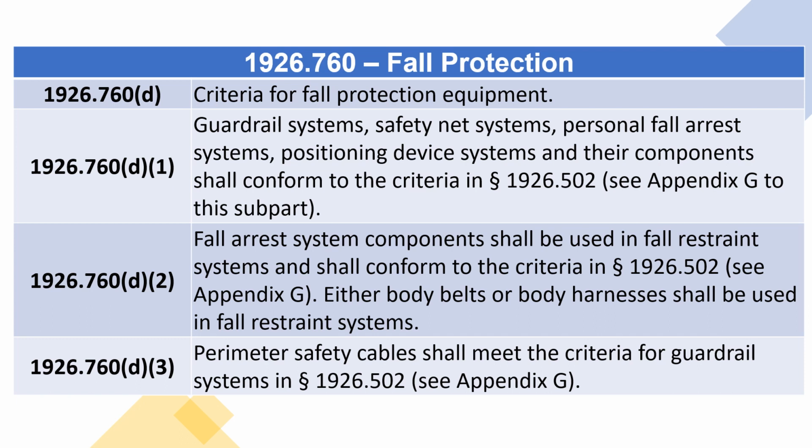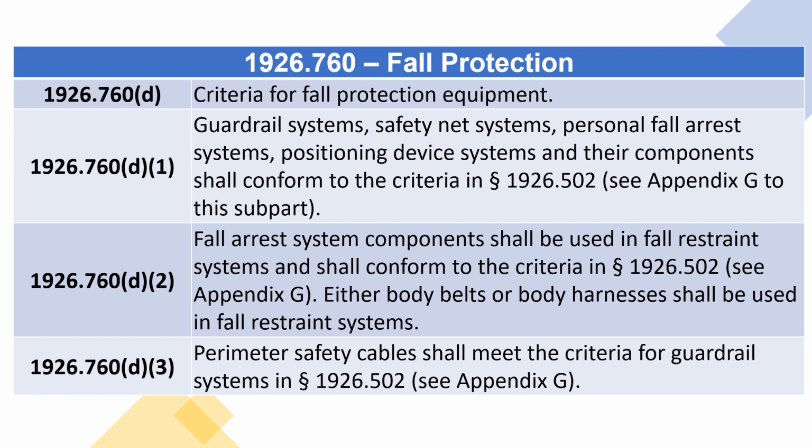1926.760 D. Criteria for fall protection equipment. 1926.760 D.1. Guardrail systems, safety net systems, personal fall arrest systems, positioning device systems, and their components shall conform to the criteria in section 1926.502, see Appendix G to this subpart. 1926.760 D.2. Fall arrest system components shall be used in fall restraint systems and shall conform to the criteria in section 1926.502, see Appendix G. Either body belts or body harnesses shall be used in fall restraint systems.